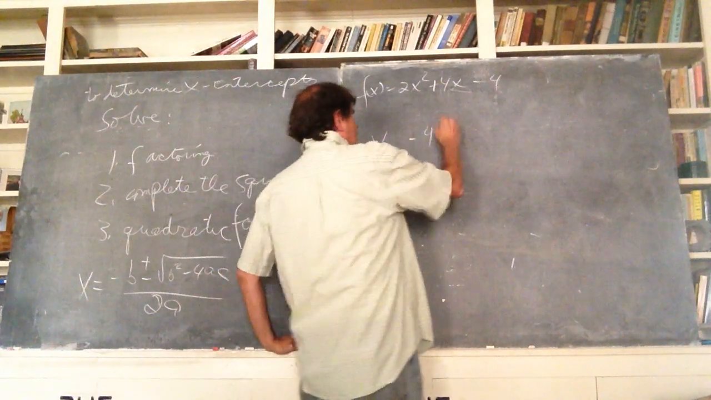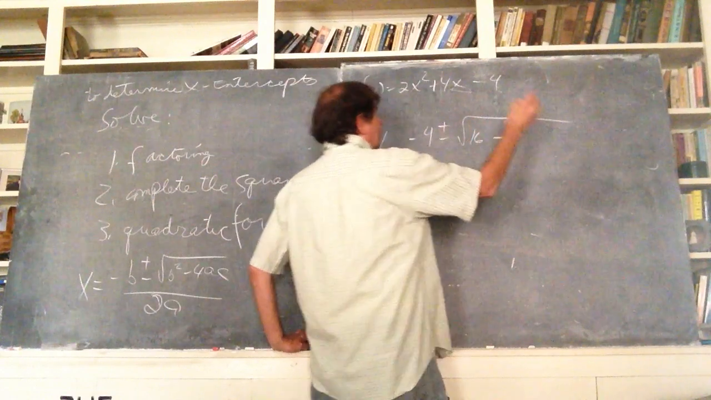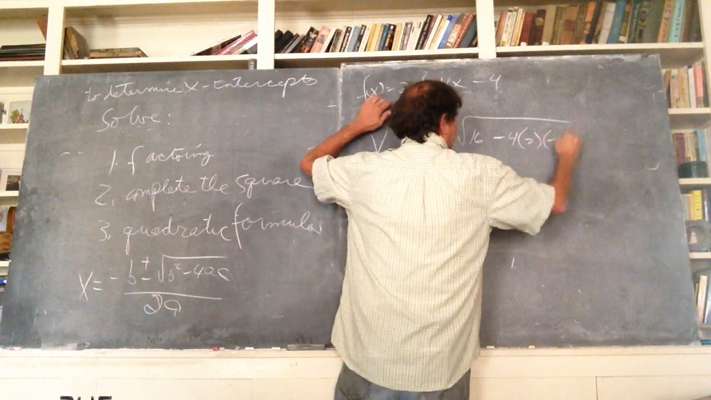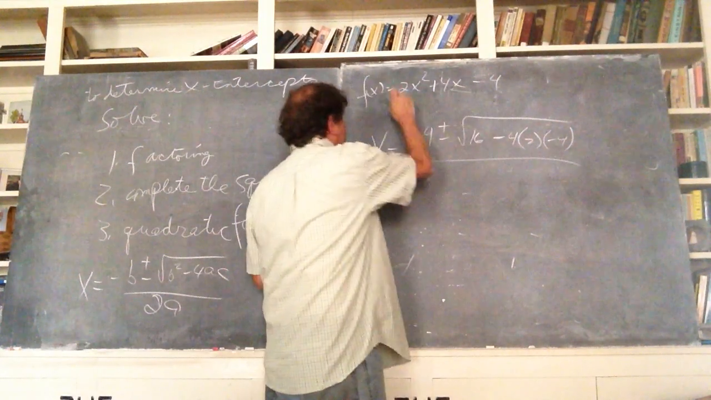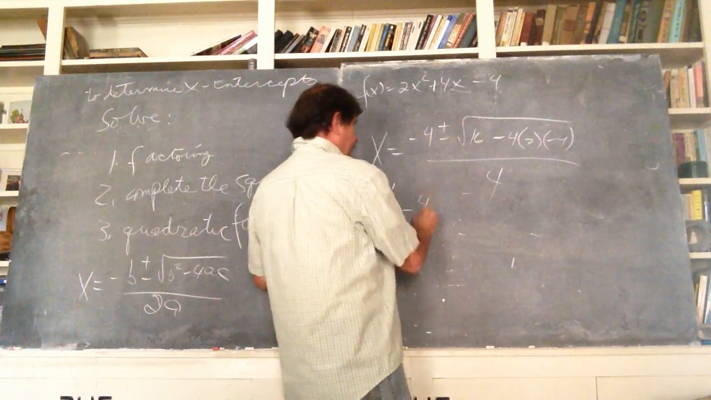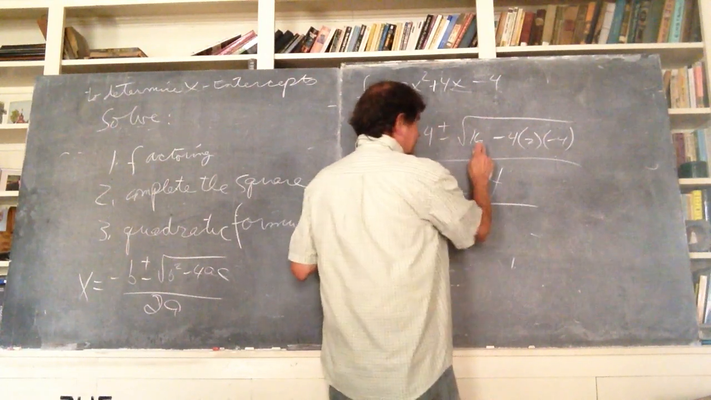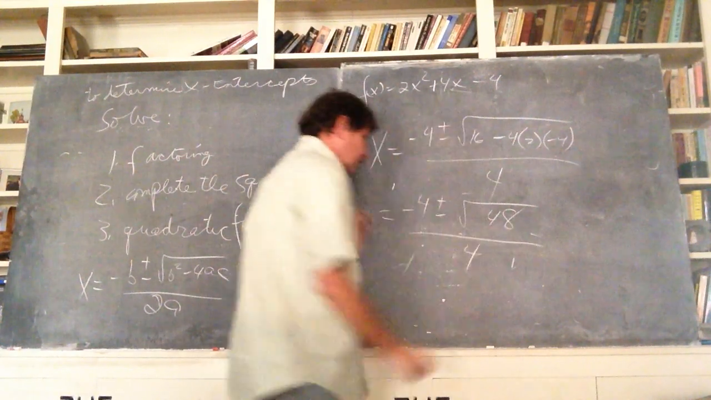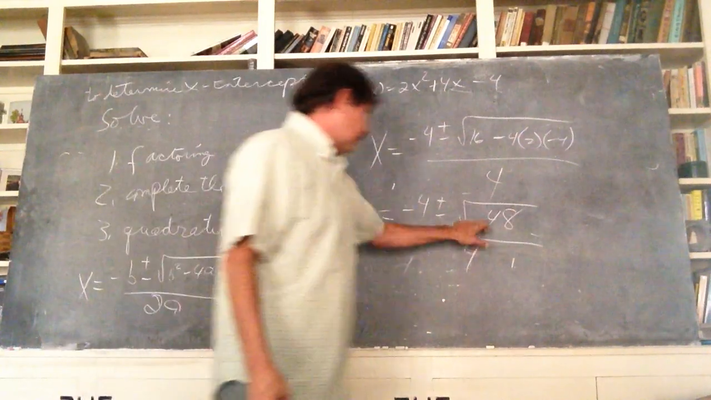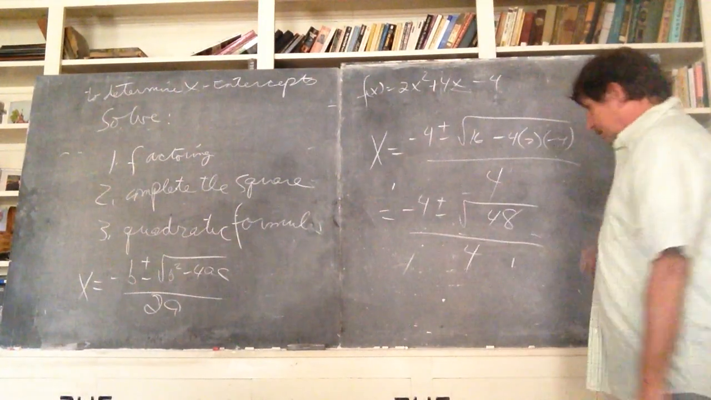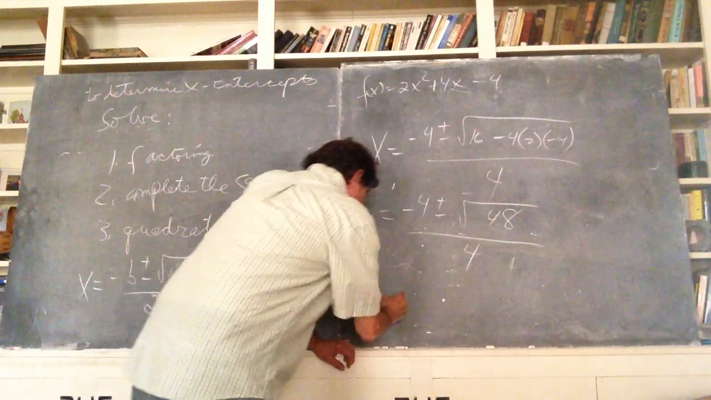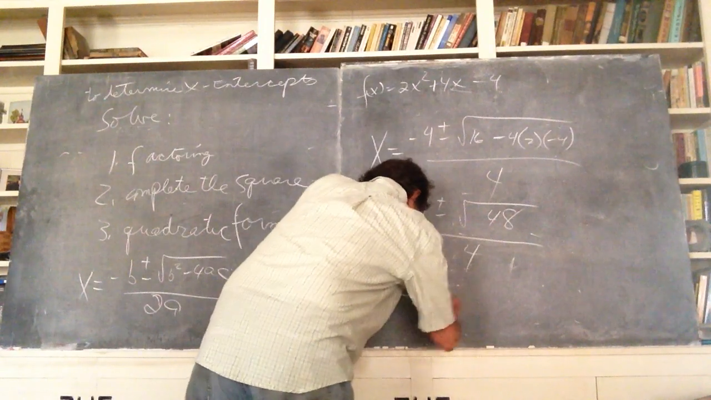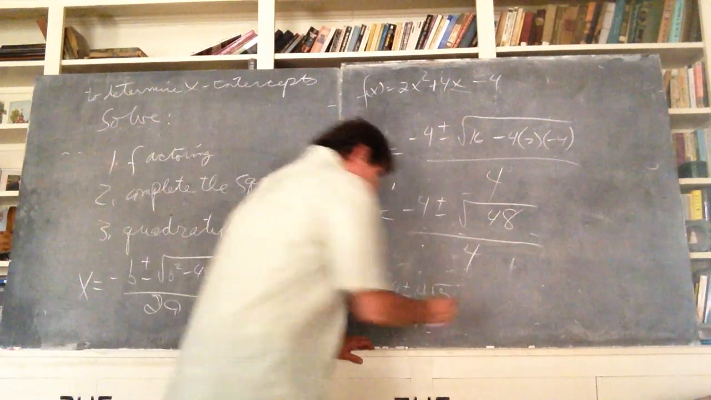Opposite of b, plus or minus square root of b squared, minus 4 times a times c. 4 times a, 2, times c is negative 4, all over 2a, 4. There's a bunch of 4s in here. Minus 4 plus or minus square root of 16 plus 32. There it is. But let's simplify this. Negative 4 plus or minus 16 times 3, 4 times the square root of 3, over 4.